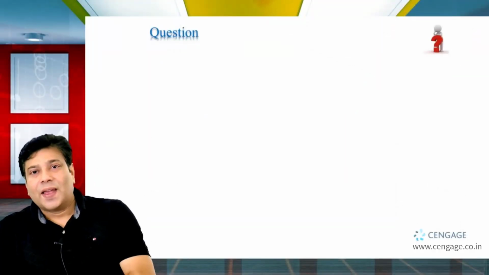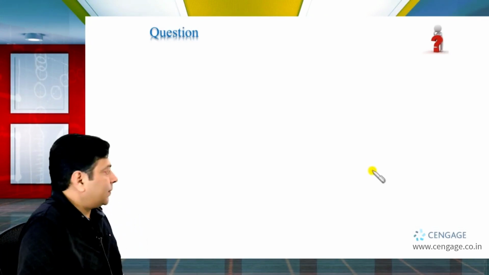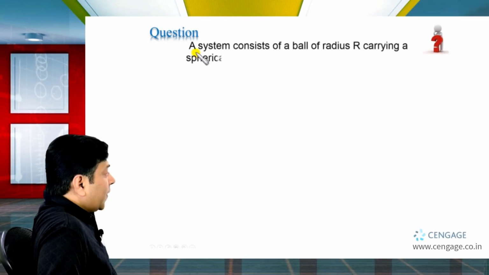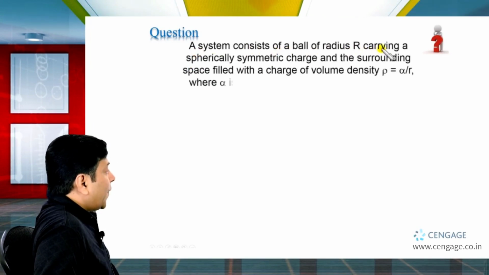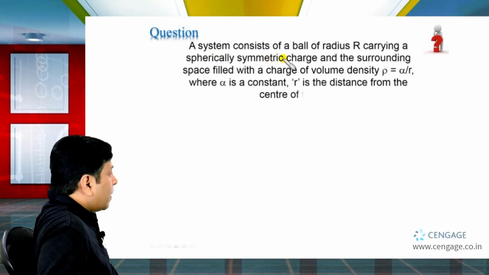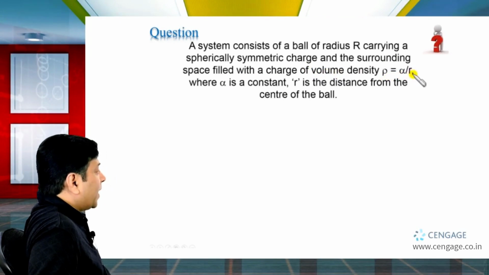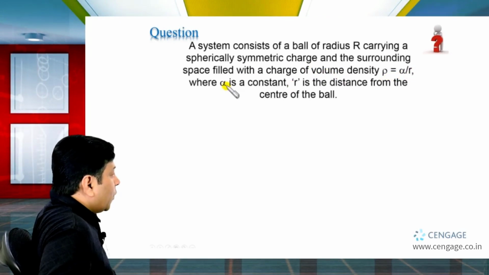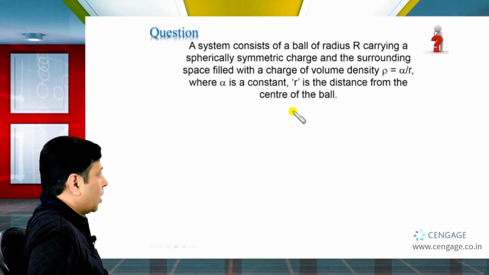Dear students, through the coming problem, we are going to learn the application of the Gauss theorem. So let us move to the question part. In this question, it is given a system consists of a ball of radius capital R carrying a spherically symmetric charge, and the surrounding space is filled with a charge of volume density rho equal to alpha divided by small r, where alpha is a constant and small r is the distance from the center of the ball.